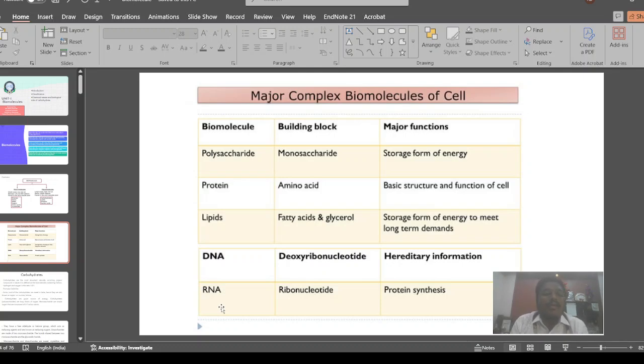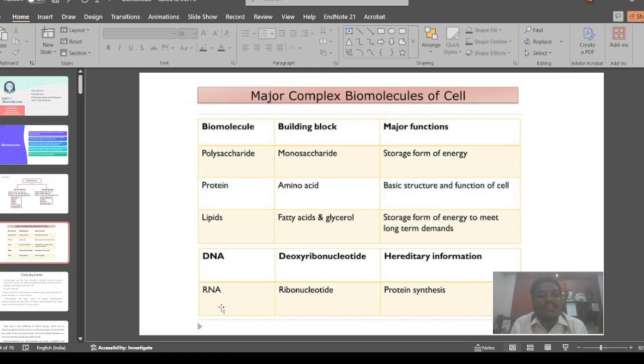So here are the major biomolecules. For example, polysaccharides. The building blocks of polysaccharides are monosaccharides. Many monosaccharides come together to form the polysaccharides. They are joined together by glycosidic linkage. And the major function is stored form of energy.